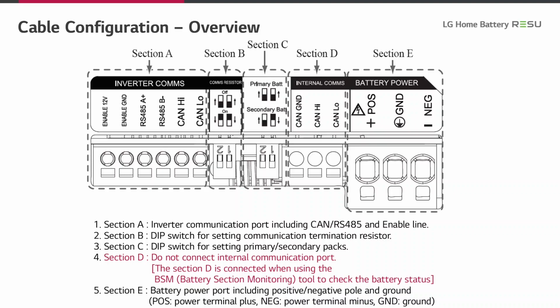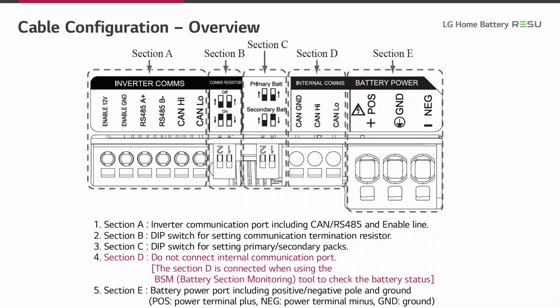Now we want to show you the cable connection board. On this board, 5 sections have to be distinguished. Section A contains the inverter communication port, including CAN and RS485 and the enable line. Section B contains the dip switch for setting communication termination resistor. Section C contains the dip switch for setting primary secondary packs.